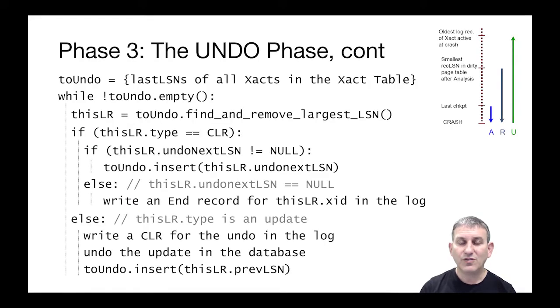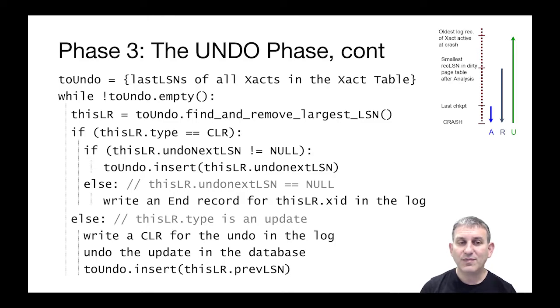So here's the pseudocode for this. We're going to keep a set which is called toUndo. It's got the lastLSNs of all the transactions in the transaction table to start with. Okay, so those are the LSNs we need to undo. And then we're going to loop here. While toUndo is not empty, we're going to find and remove the largest LSN in the set toUndo. We'll call that thisLR, this log record. Okay, so we've got the log record with the largest LSN in toUndo. We take that out of the set.